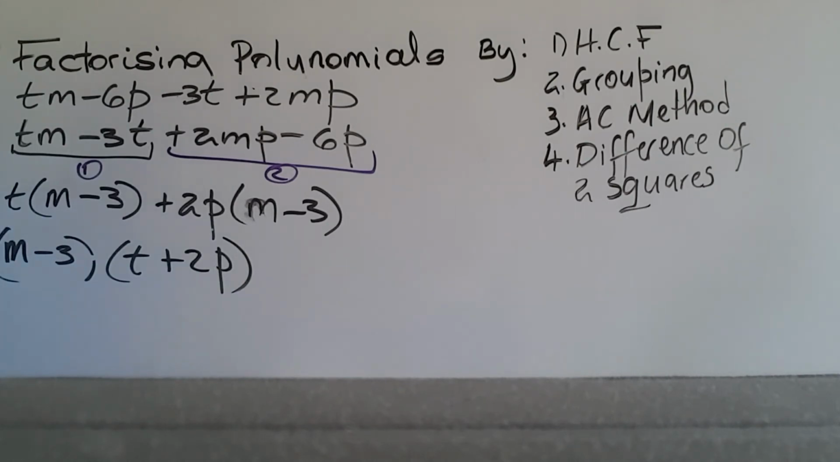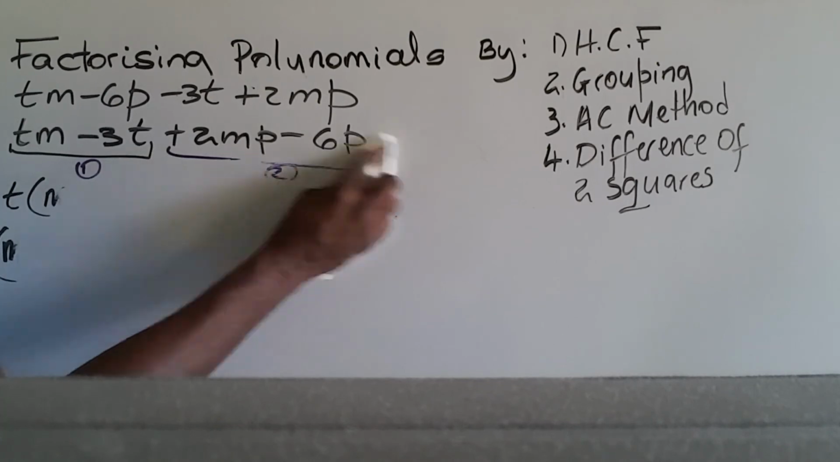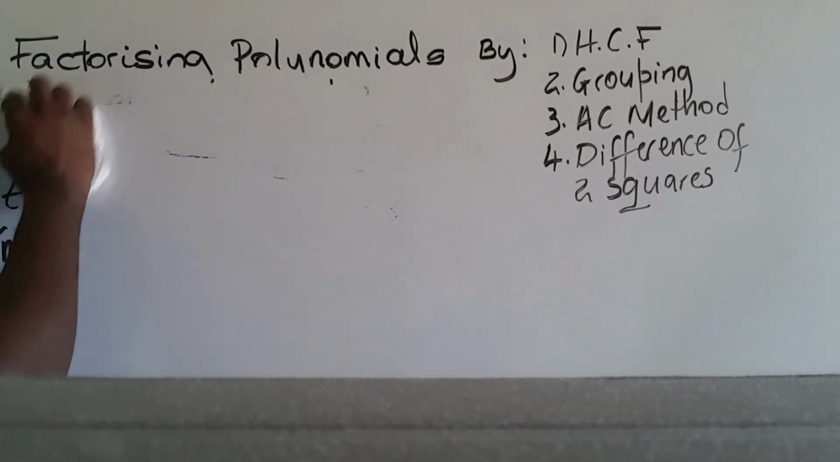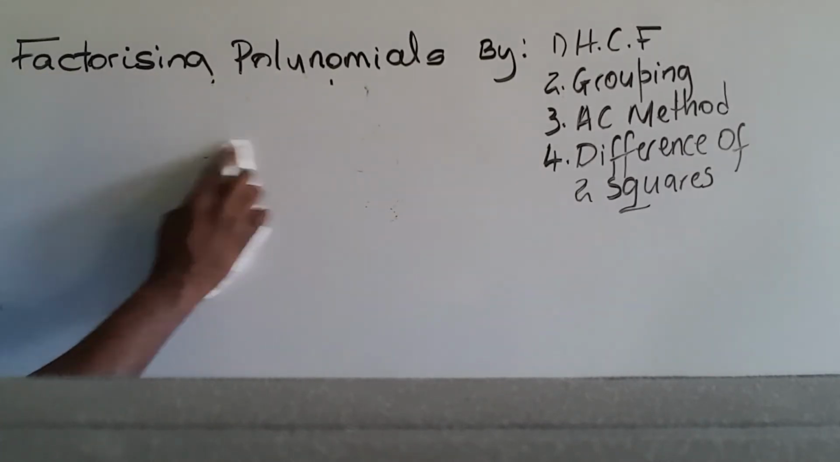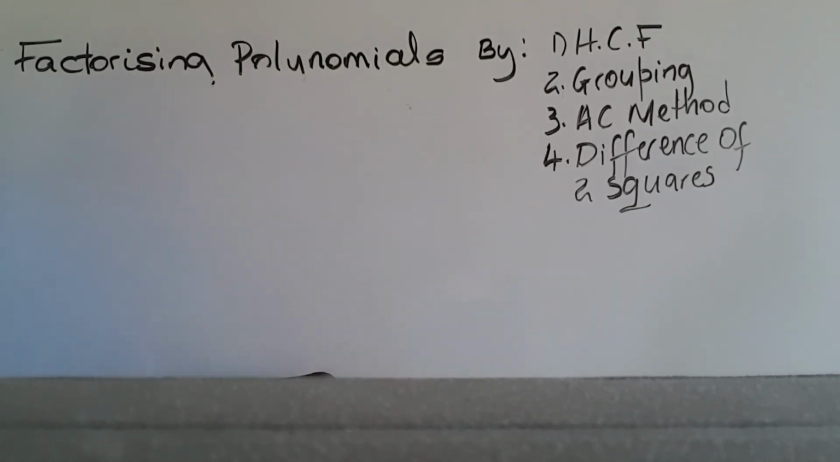That's factorizing by grouping. Now let's look at factorizing by the AC method, which seems to be one of the ones that pose a bit of problem for people. But we'll look at that in another video.